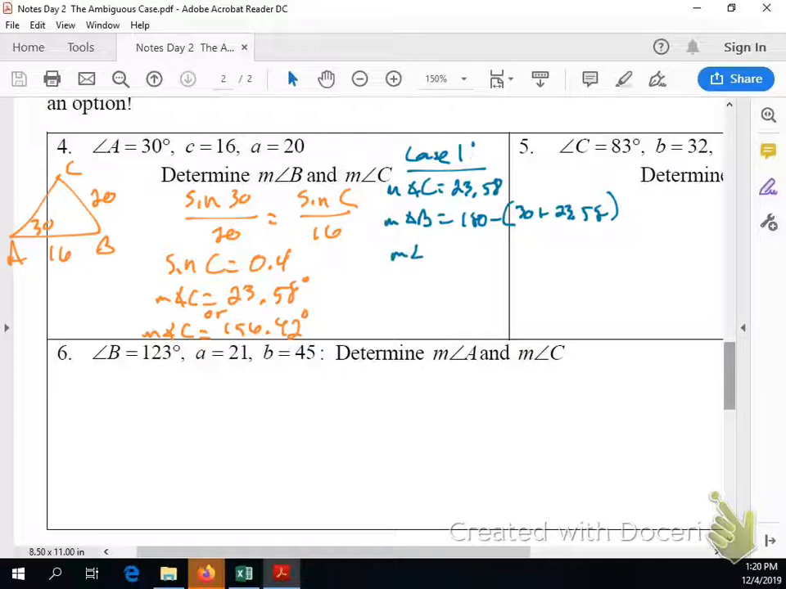And so the measure of angle B would be 126.42. Okay? So that's one case. Both angles perfectly valid. No problem.